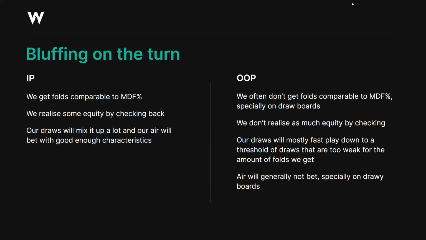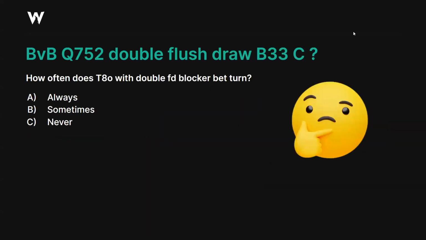Okay. So let's try a quiz, see how you guys understand this spot. Let me first frame the question because it might be a little bit confusing. So we're blind versus blind, we're the small blind, and the flop is queen 7-5, two-tone.